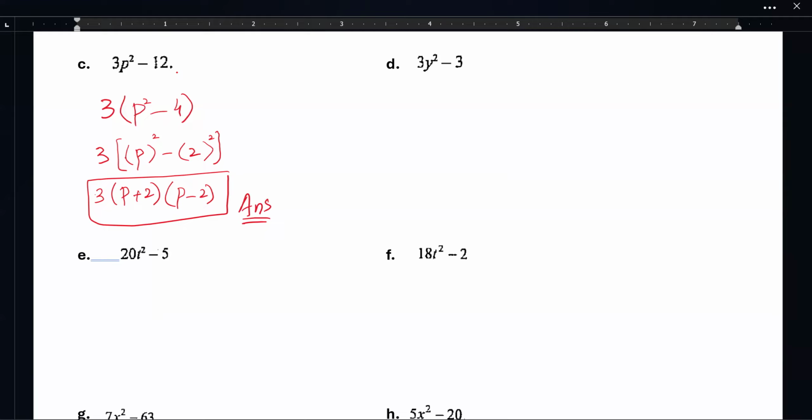Okay, if you look at part D, yes, the same case appears. That's why we decided to take 3 as common first. And we have inside the bracket y squared minus 1. Now, this is 3. Let's decide what I can write inside the square. This is y and this should be 1. Now we can use the identity. 3 will remain the same. And we can write two brackets, one with the plus sign, other with the minus sign.